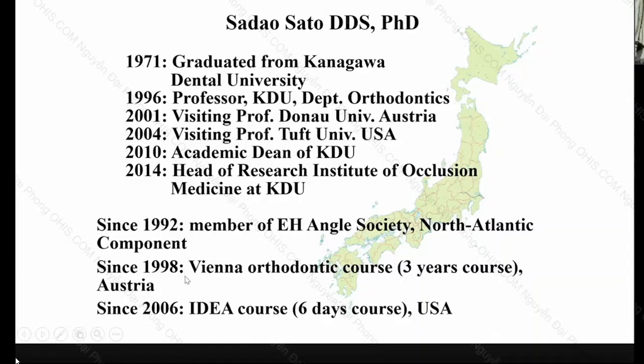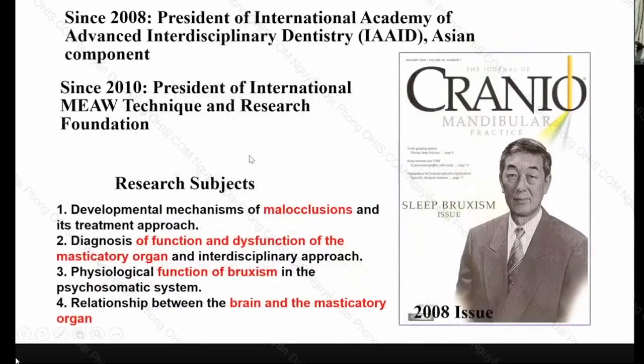Then I started my Vienna orthodontic course. This is actually a 3 years course from 1998. I'm also doing a course in the United States, the IDEA course, which is a 6 days course. I'm still doing this kind of course. So let me talk about my research subject, the developmental mechanisms of malocclusions and its treatment approach.